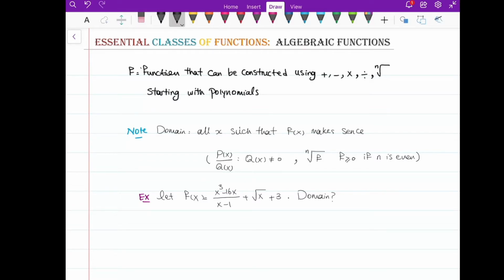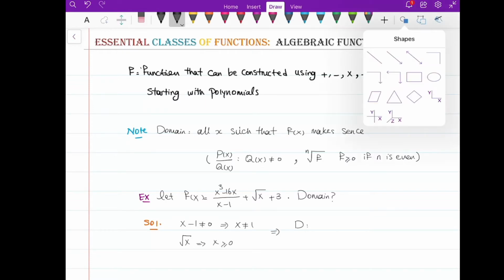Okay, for the domain, I see that I have a fraction in here, so whatever I have on the denominator cannot be 0. And based on that, x cannot be equal to 1. Very good. What else? Then I see that I have a square root of x, which means that basically x should be greater than or equal to 0. So we have two criteria that we need to watch out for. One of them is that x cannot be 1, then x cannot be a negative real number. So the domain based on these two looks like this.